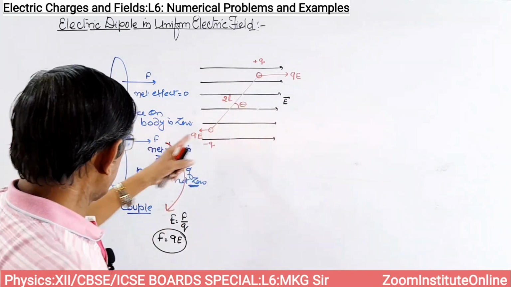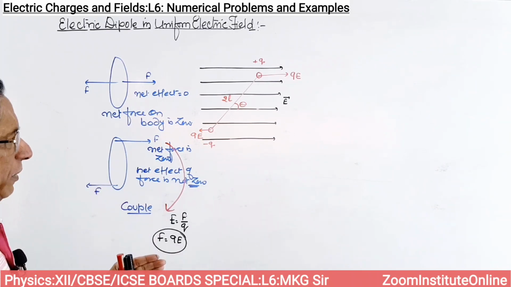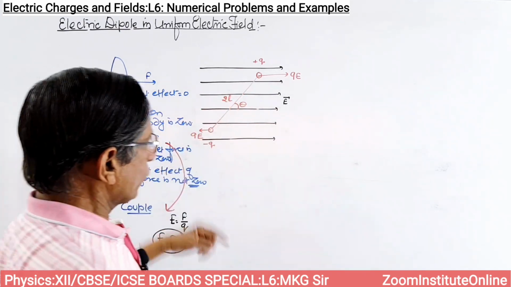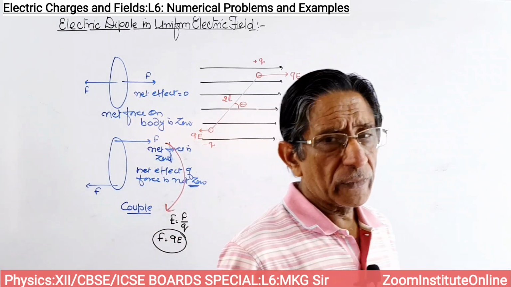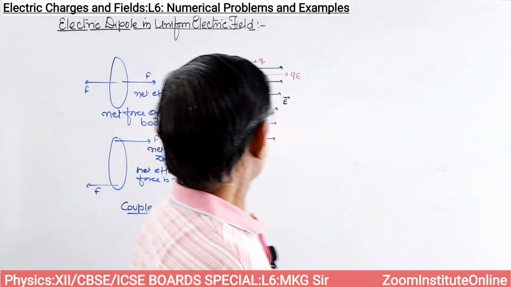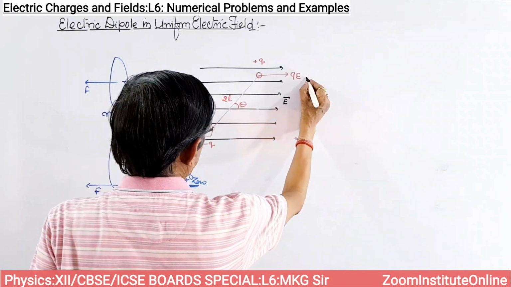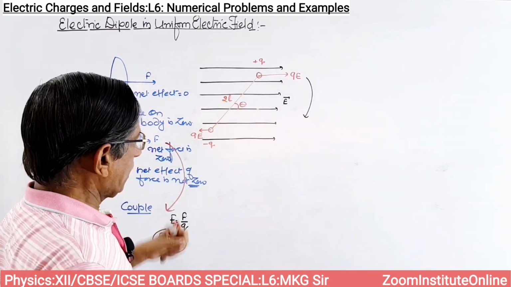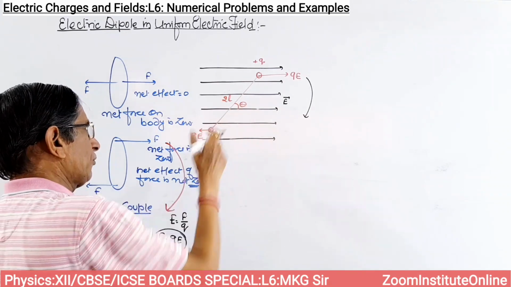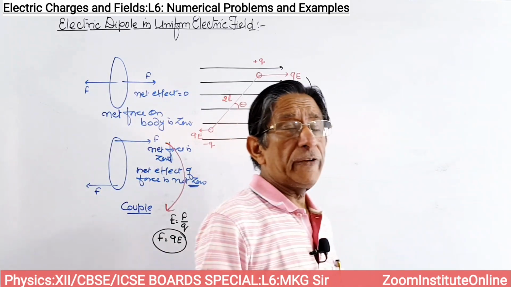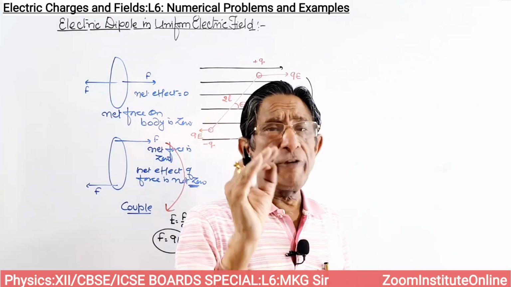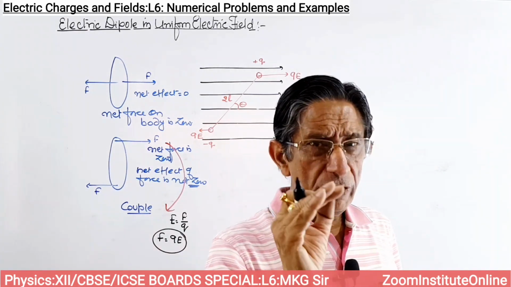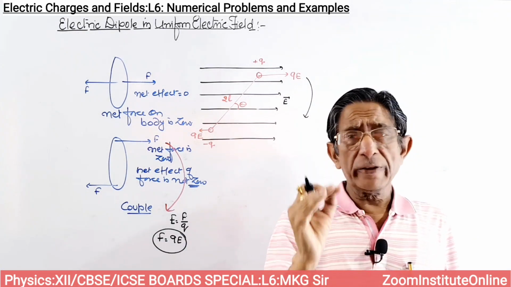So, these two forces, like this diagram, are equal in magnitude, parallel to each other and opposite. That is, these two forces will produce a couple. This couple has a tendency to rotate the dipole in this direction. Moment of the couple is called torque. So I can say when electric dipole is placed in uniform electric field, it will experience torque.